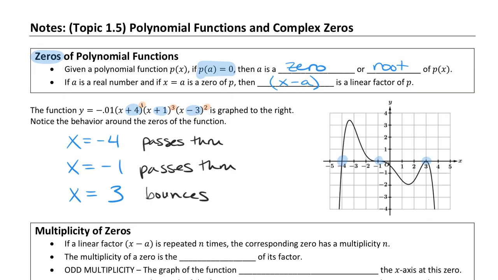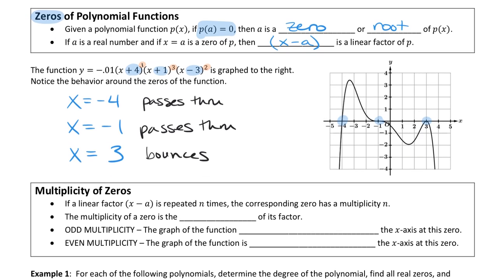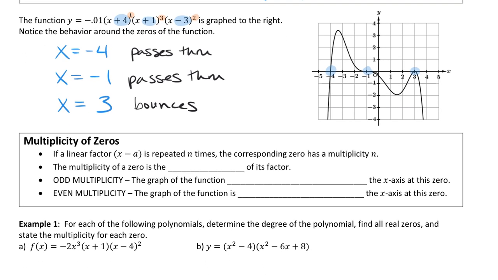Interesting. So there's something to do with the powers of those factors. And the thing that happens with the powers of the factors is called the multiplicity of those zeros. When I'm talking about the multiplicity of a 0, I'm basically talking about how many times that factor or that 0 repeats. If a linear factor, x minus a, is repeated n times, then the corresponding 0 has a multiplicity of n. So we're looking for the degree, essentially, of its factor. I think that's like air quotes on the word degree, but you can think of it like the degree of a polynomial, right? The degree of its factor is the multiplicity of that 0.